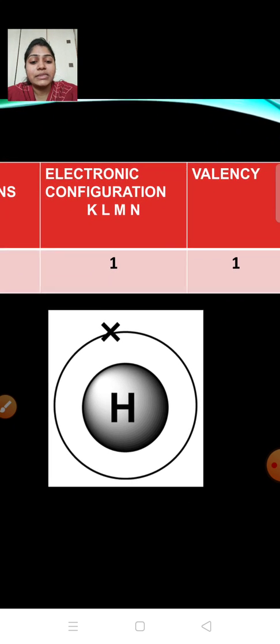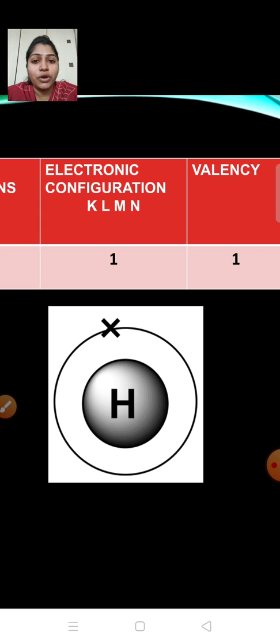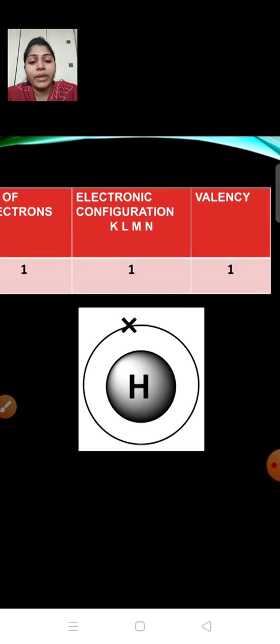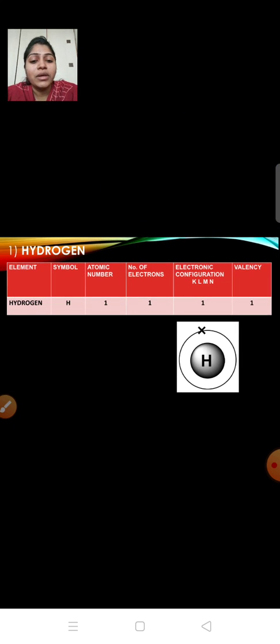Now over here you can see this is the atomic structure of hydrogen. Electron is represented by showing X. You can show electron either in the form of X or as a dot. Hydrogen has only one electron, so in this picture you can see one electron in the K shell.